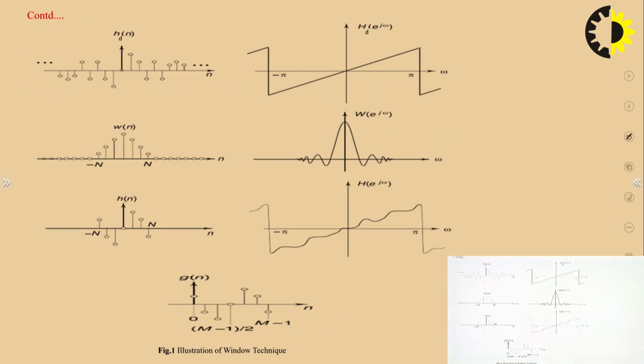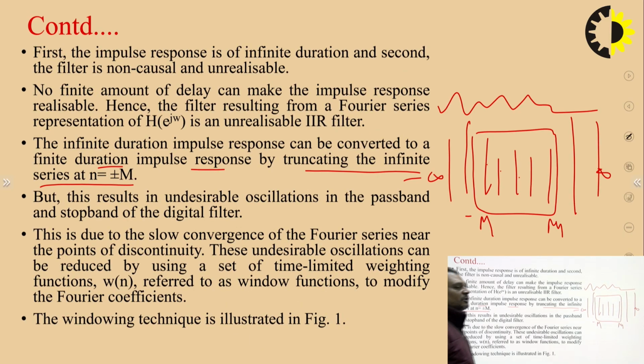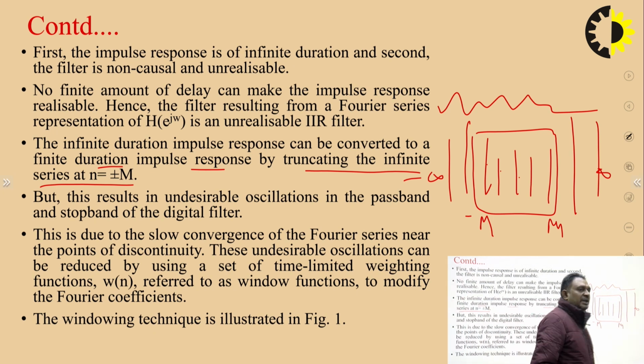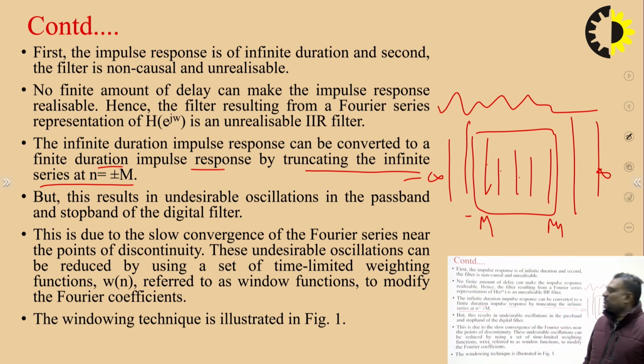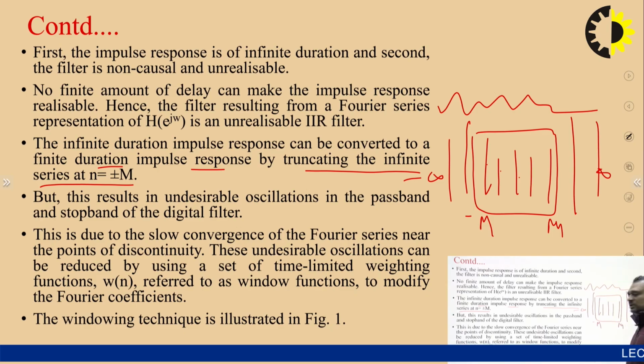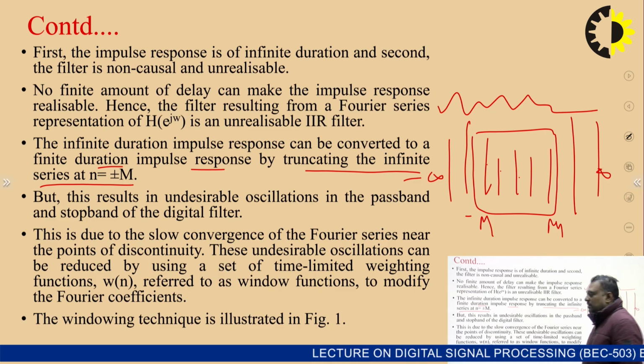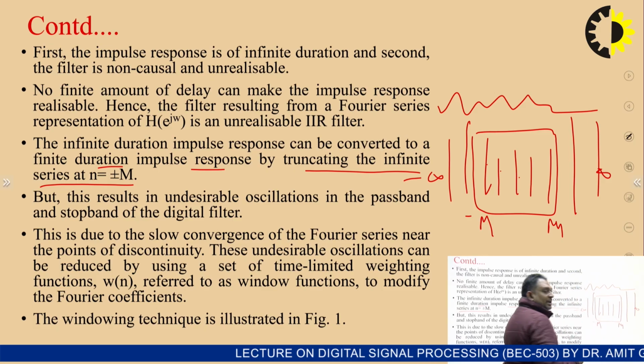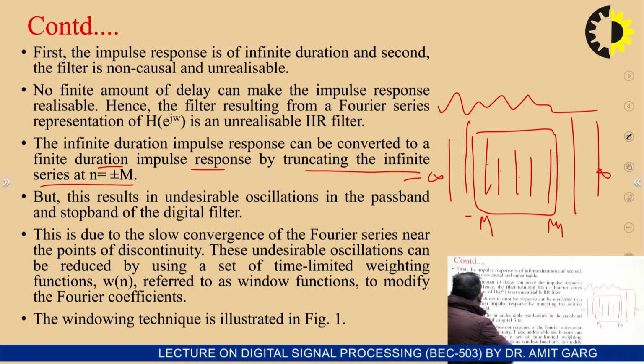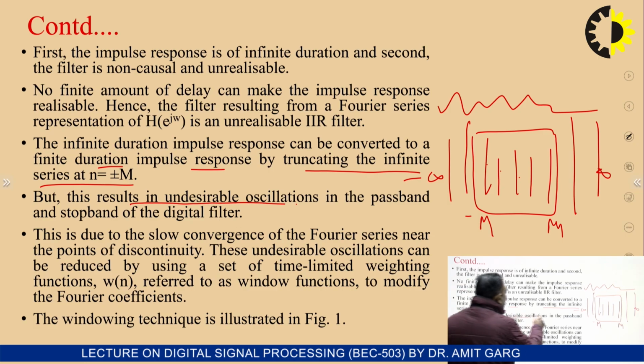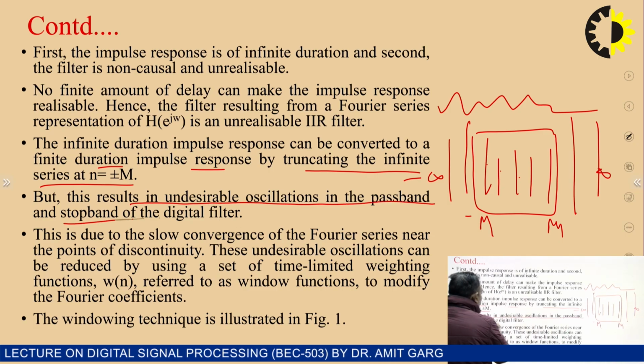What happens if we talk about the window functions? There are so many, but the general window function is the rectangular window function. The rectangular window function simply truncates the infinite duration impulse response series. Because of abrupt truncation, as written here, this results in undesirable oscillations in the passband and stopband of the digital filter.